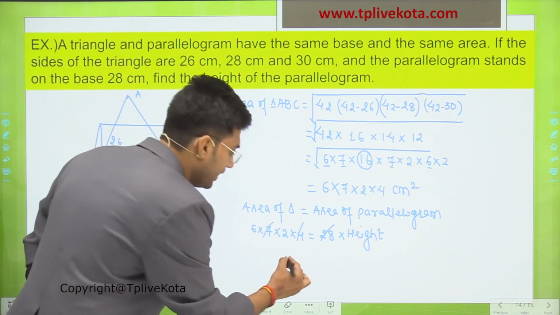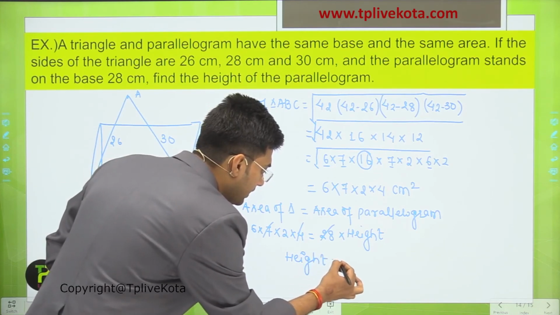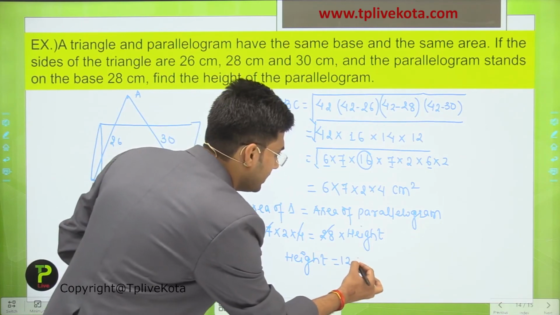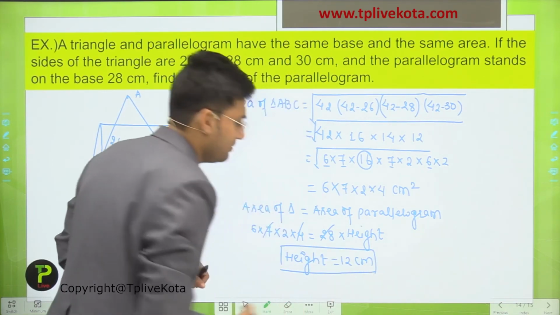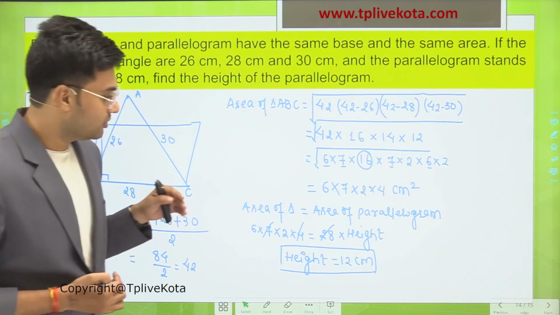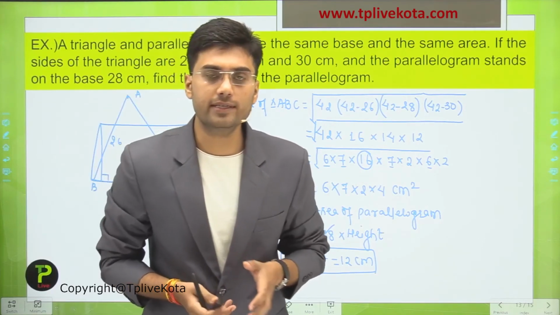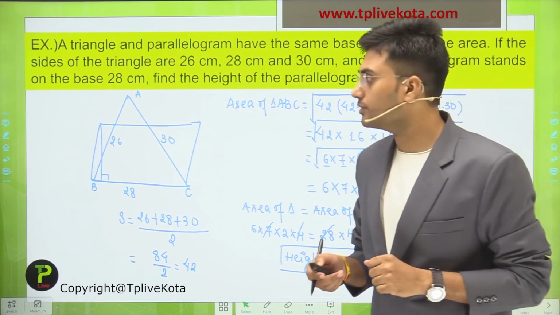So what will we get here? Height is equals to 12 centimeter. Height is equals to what? Height is 12 centimeter. Clear? So students, I hope you understand this question. So students, now after this question, let's discuss the next question.